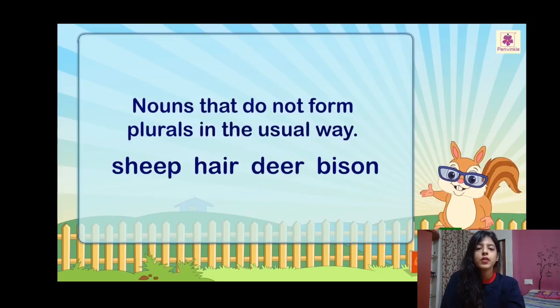Nouns that do not form plural in the usual way. So what is the usual way? We just learned: we add S, we add ES, we add VES. But there are some nouns in which we do not add anything at the end of the noun.